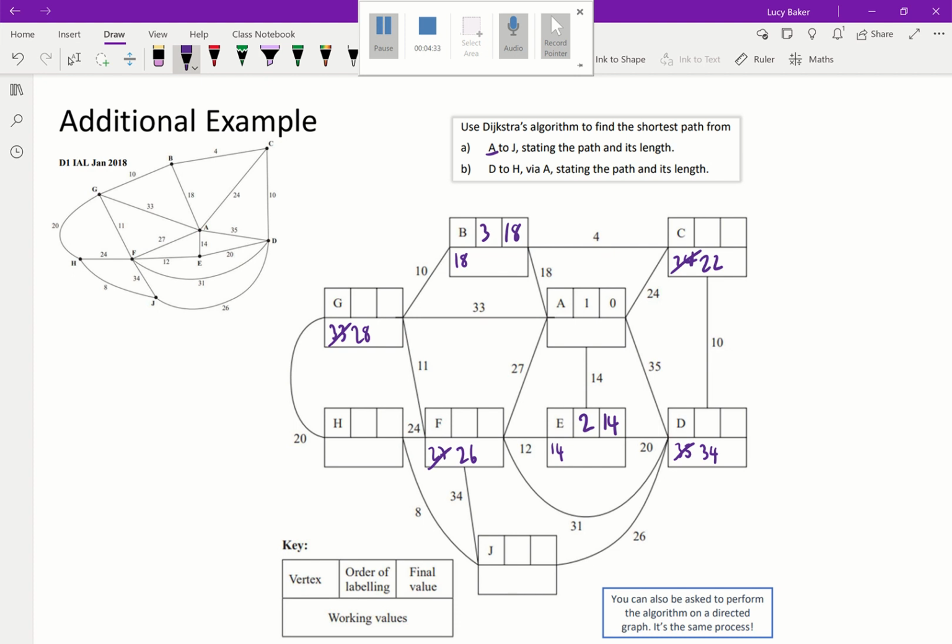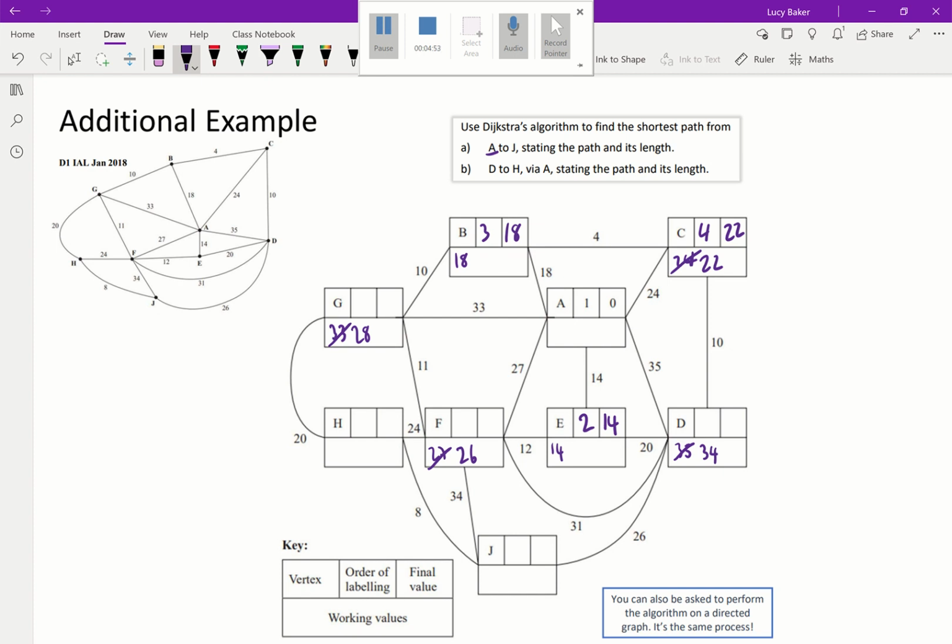Let's now consider all the distances and find the shortest one. So the shortest one is actually 22. I think, yeah, the shortest unvisited vertex distance is the 22 for C. So C is going to be number 4, and we're going to get there in a distance of 22.